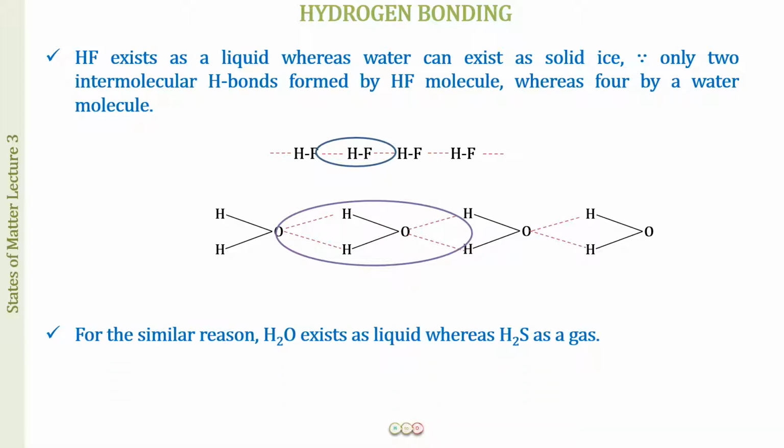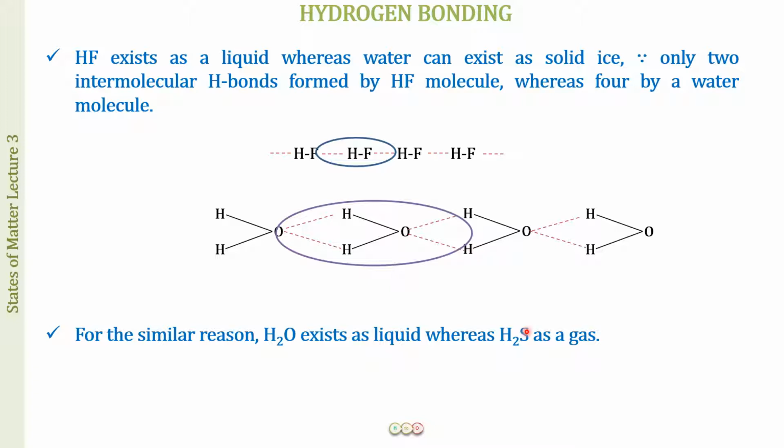A similar reason we can give for water existing as a liquid, whereas H2S exists as a gas. In the case of H2S, the electronegative atom is sulfur. There is going to be dipole-dipole interaction between the various molecules, but dipole-dipole interactions are weak. Sulfur cannot form hydrogen bonds with the adjacent molecule's hydrogen, right? This is a third period element and is large in size, so it is not going to fit into the category of those atoms where hydrogen bond formation is favorable.